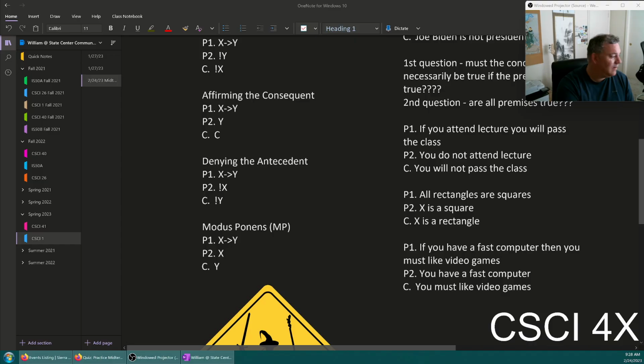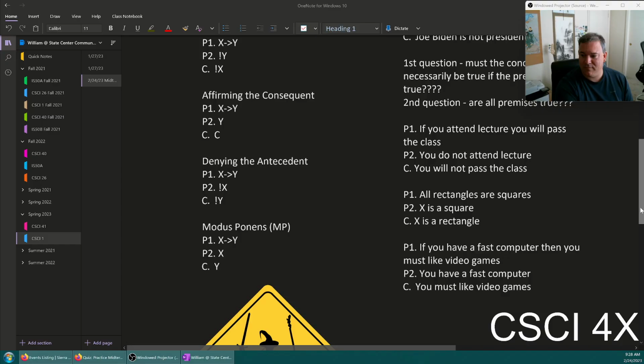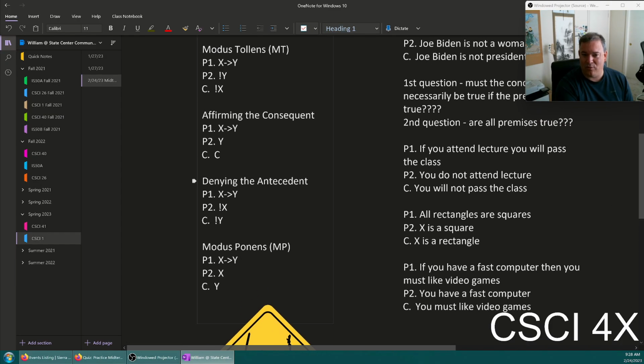So this is, if you have a fast computer, then you must like video games. You have a fast computer, you must like video games. What form of argument is this, first of all? This is actually one of the 4 forms over here. If X, then Y. X is true, therefore Y is true.